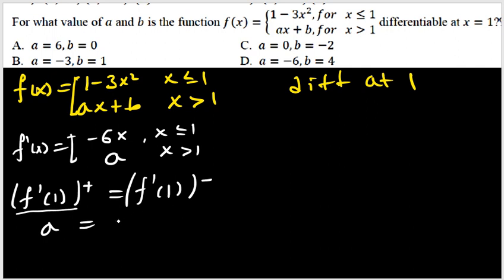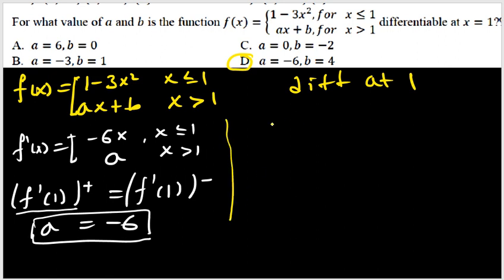I will insert 1, so it's going to be -6. So a should be -6. Which choice contains a equal to -6? That is D. The answer will be D. But how does the b come?